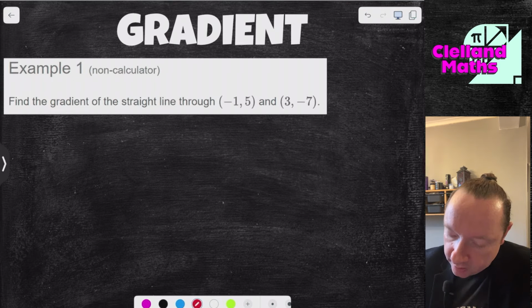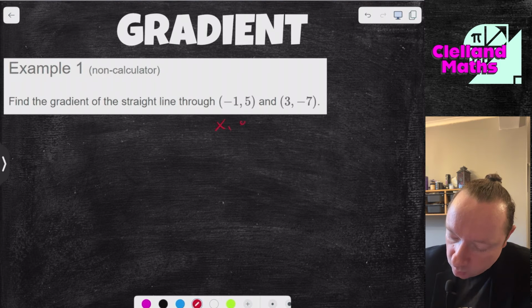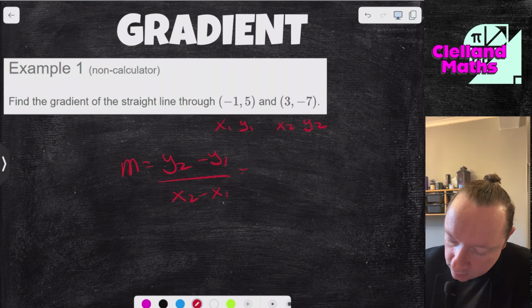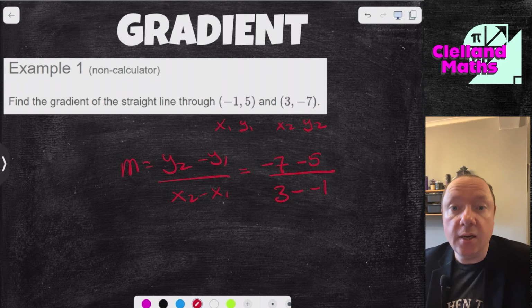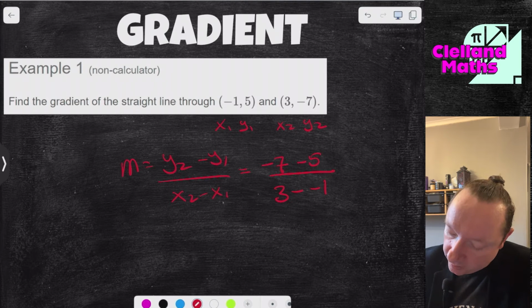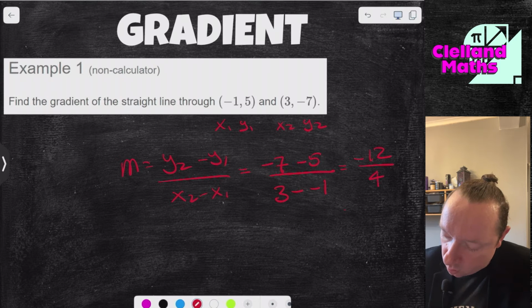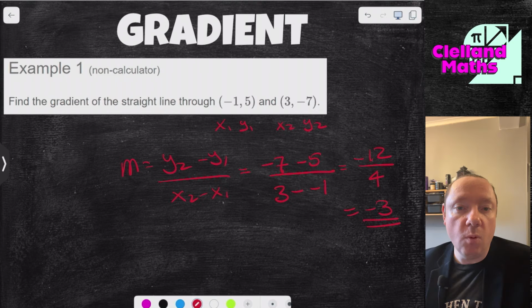Find the gradient of a straight line between these. So we call that one x1 and y1, and that one x2 and y2, and we write m equals y2 minus y1 over x2 minus x1, subbing in minus 7, minus 5, getting the numbers right, 3 minus, then minus 1. There's a minus in the number and a minus in the formula. Minus 7 minus 5 is minus 12, 3 minus minus 1 is 4, dividing that through we get minus 3. So what's your negative number work here?